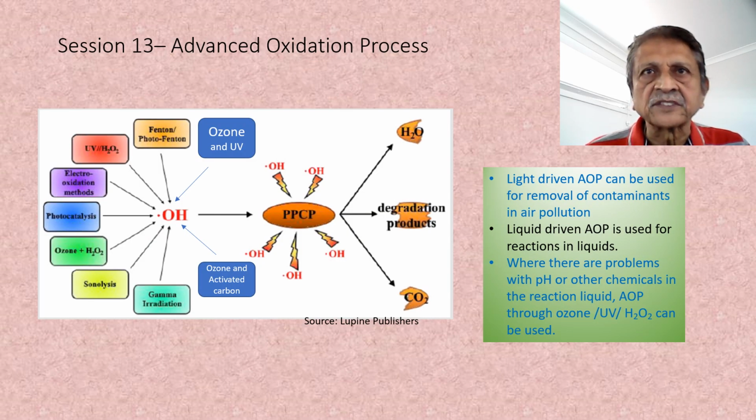There are also other methods of producing the hydroxide free radical besides ozone. If, for example, ozone is passed through UV, hydroxide free radical can be formed. If in an ozonated solution, hydrogen peroxide is added, you will also form hydroxide free radical. There are other methods like electro-oxidation, photocatalysis, sonolysis, gamma radiation, and ozone and activated carbon. All these can be used to generate hydroxide free radicals.